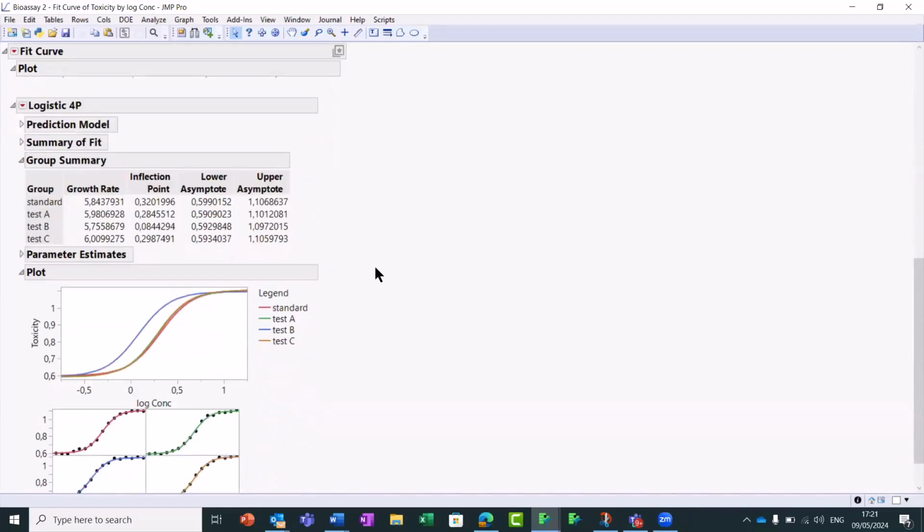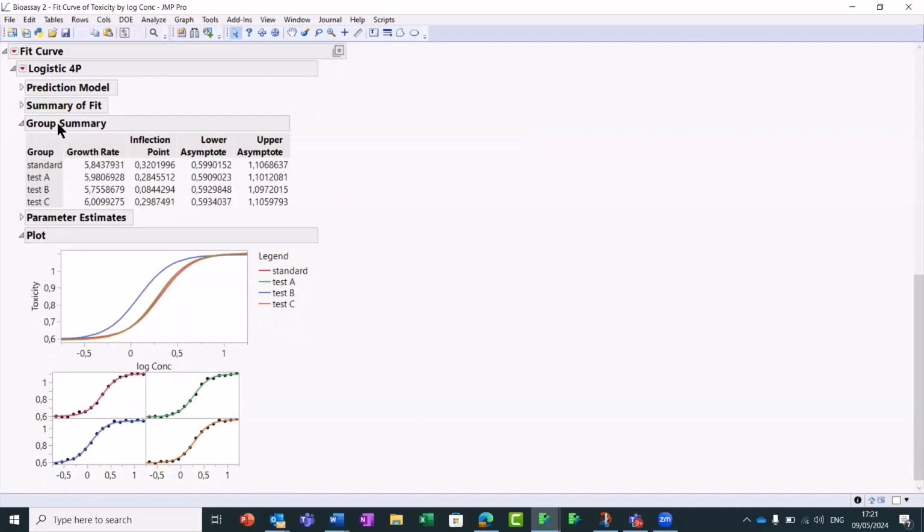You can see different things here. You can see the estimation of the different grouping variables like the growth rate, the inflection point, the lower and the upper asymptote. And we can already see an obvious thing: for test B, the inflection point is smaller than all the rest. Again, reflecting that test B might be more potent. So the curve is much faster, or the enzyme is much faster in the reaction or in the toxicity, right?